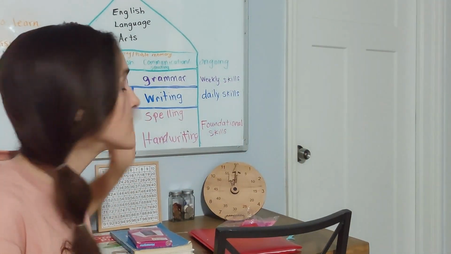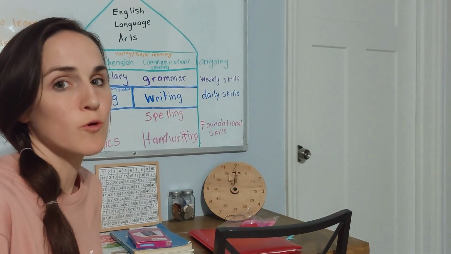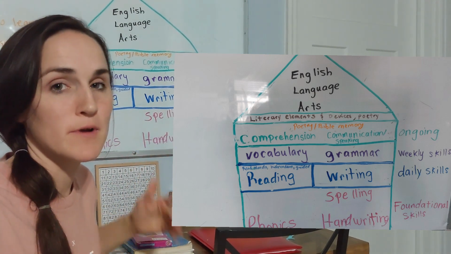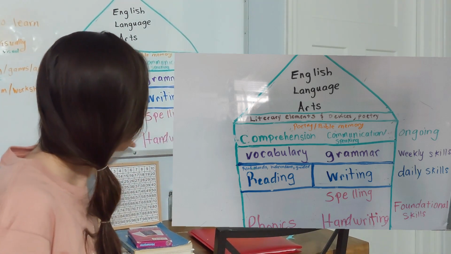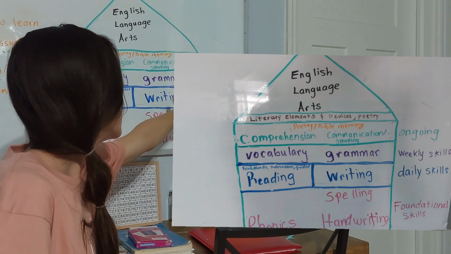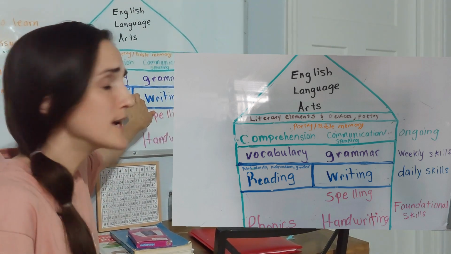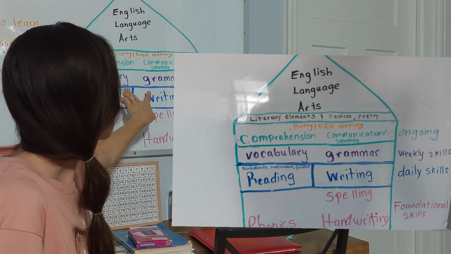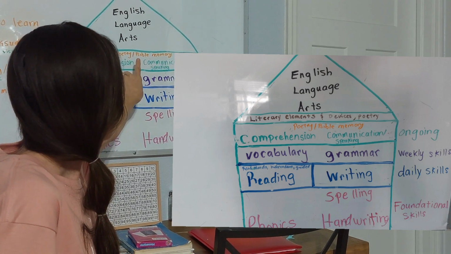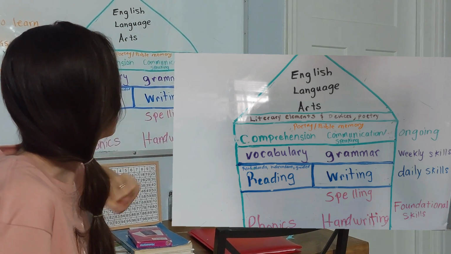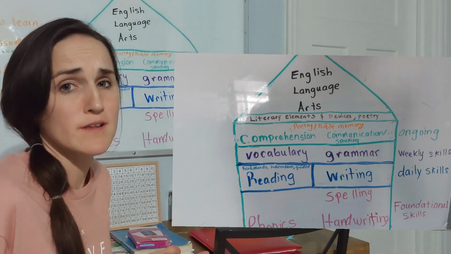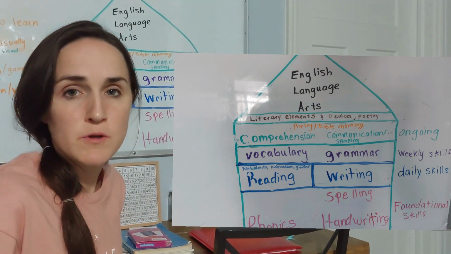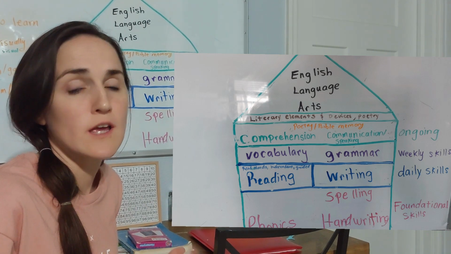All right, I made a fun English language arts house for you that shows all the components of language arts. At least this is how my brain organizes it. So we have our foundational skills: phonics, handwriting, spelling. Daily skills are your meat and potatoes, reading and writing. Your weekly skills: vocabulary and grammar that stem from and support reading and writing. And your ongoing skills: comprehension and communication / speaking, which is the purpose for English language arts, so that we can comprehend and learn and grow, and so that we can then communicate it through things like writing and speaking.